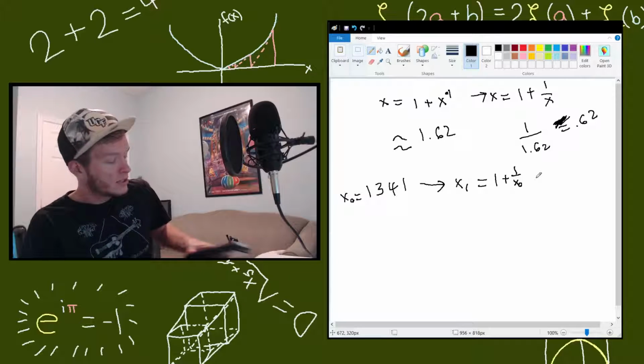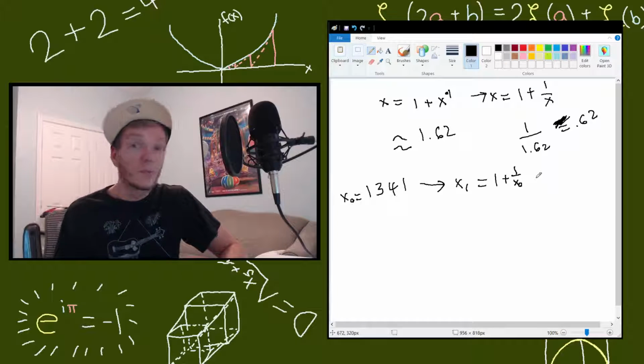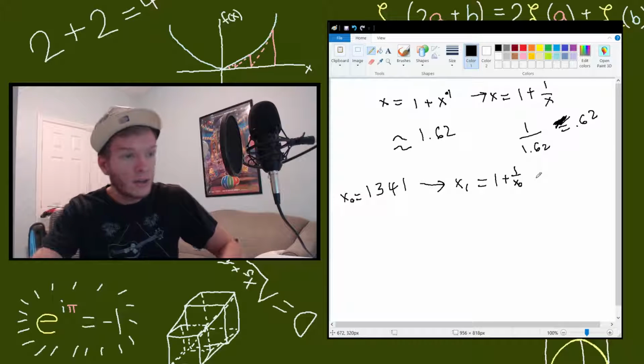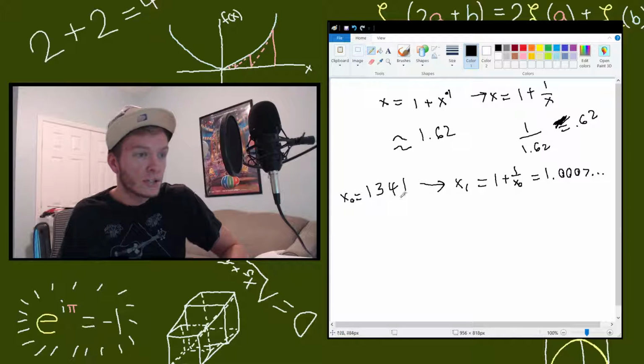I'm going to actually do this in the calculator, and we're going to see how quickly we can get to the golden ratio, because it happens pretty fast. So we're going to go 1 plus our 1341 to the negative 1, and that will give us an x1 of 1.0007 and some change.